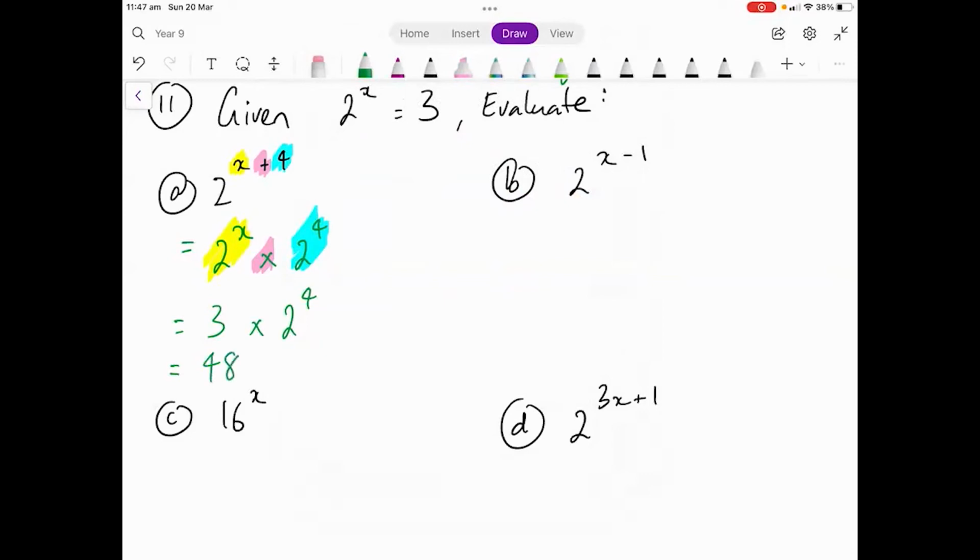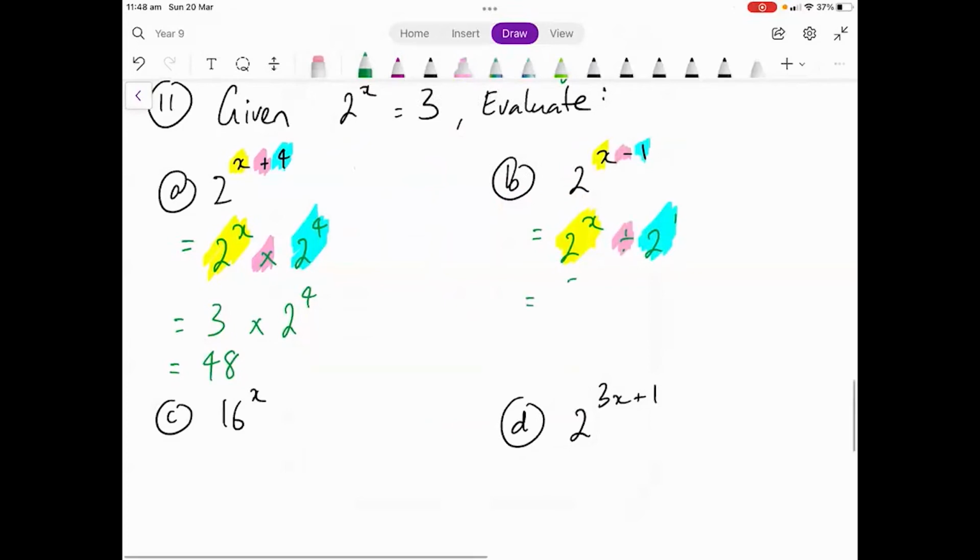Question B, very similar. This time you see a subtraction in the power. That means division. So it's 2 to the power of x divided by 2 to the power of 1. Once again, we replace the 2 to the power of x with 3. This becomes 3 divided by 2. Make sure you write that as a fraction, because if you just leave it as 3 divided by 2, that's not a number.